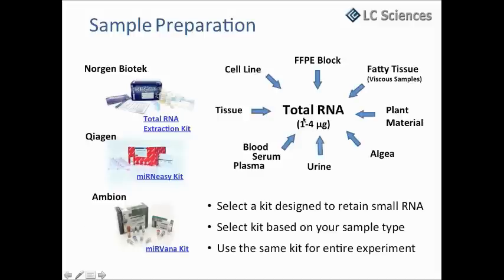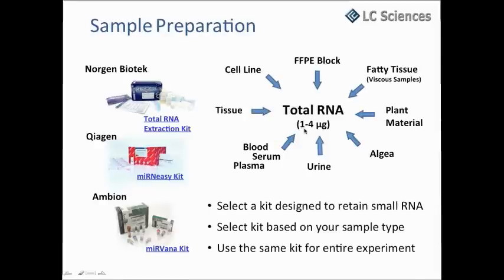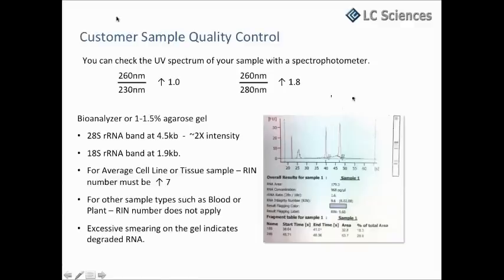Typically, depending on the sample and on the profiling method, you need 1 to 4 microgram of total RNA. Then, if you want to estimate the quality of your sample, the easiest is really to use a NanoDrop and look at the UV-vis spectrum. So we look at the ratio of 260 to 230, which should be above 1, and the 260 to 280 ratio should be above 1.8.